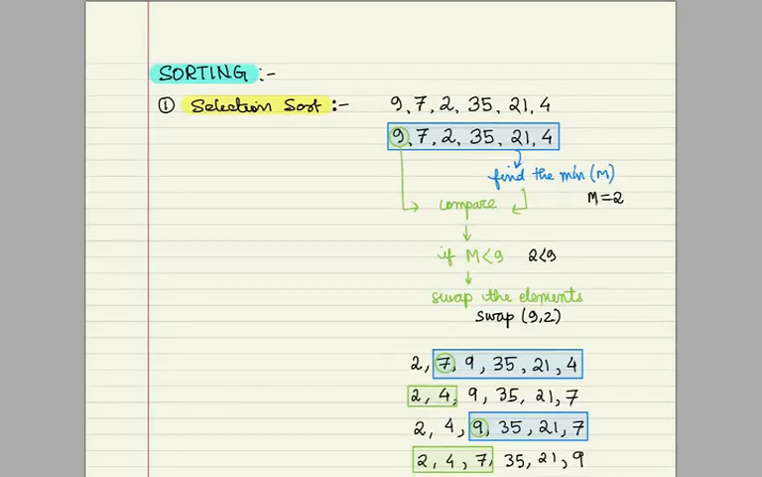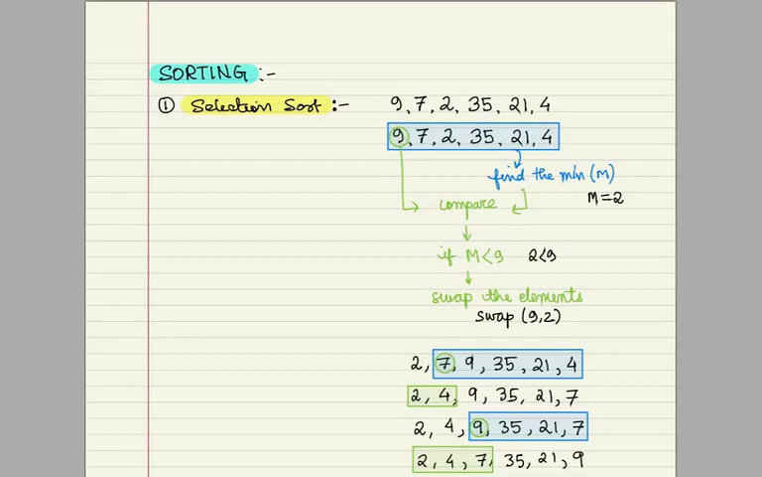Hello students, so let us try to learn about sorting. In this session we are going to learn three different types of sorting. We have selection sort, insertion sort and bubble sort. The objective of the sorting techniques is to arrange all the elements in either ascending order or in descending order.